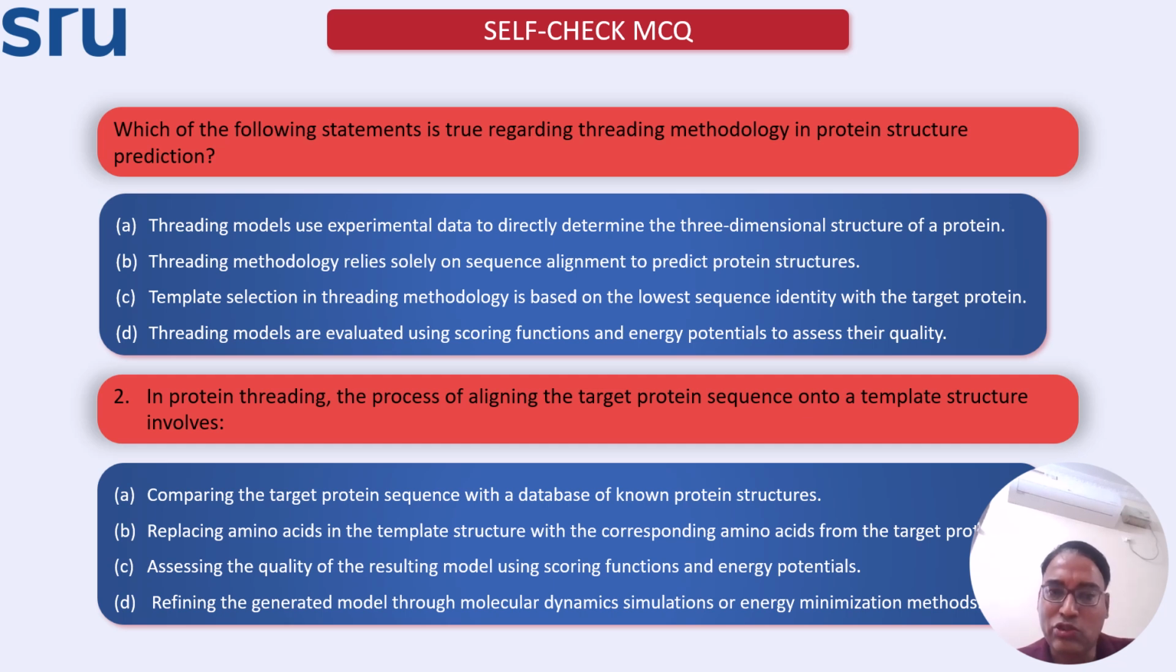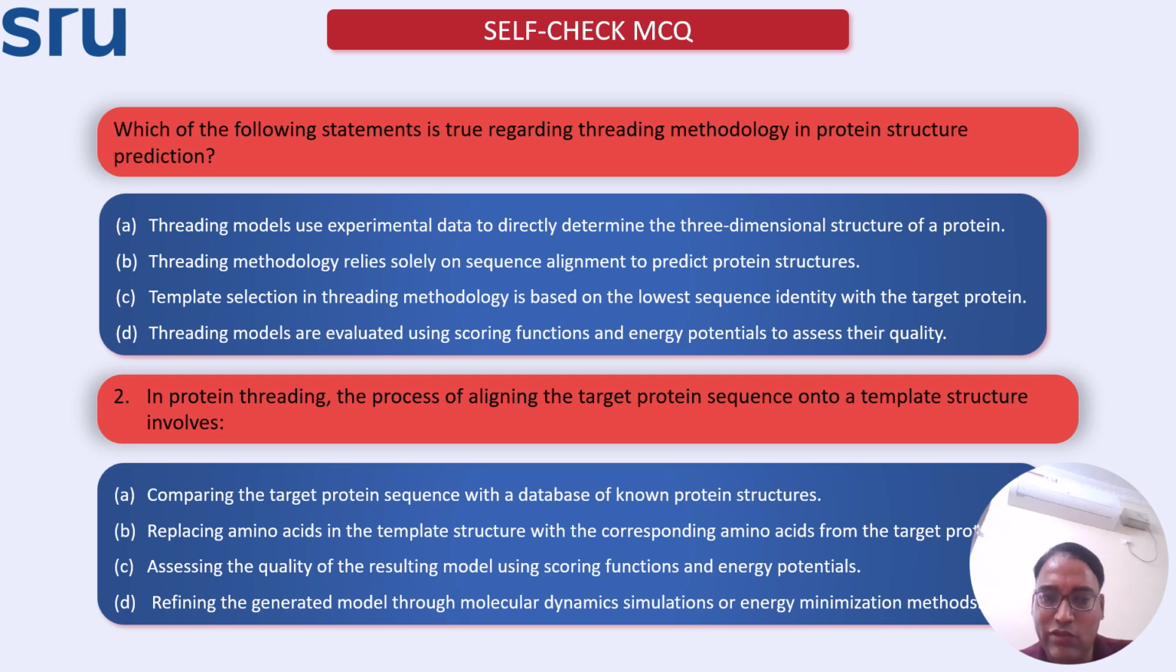In protein threading, the process of aligning the target protein sequence onto a template structure involves comparing the target protein sequence with the database of known protein structures. I'll compare it with the domains. Okay, but I cannot discard the first one. But which one is more correct? Replacing amino acids in the template structure with the corresponding amino acids of the target. I do it everywhere. I am copying the same C alpha backbone always.